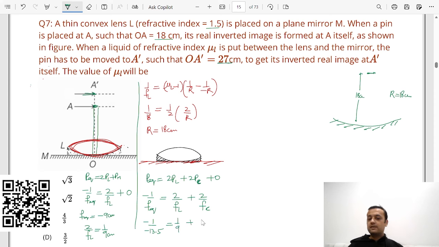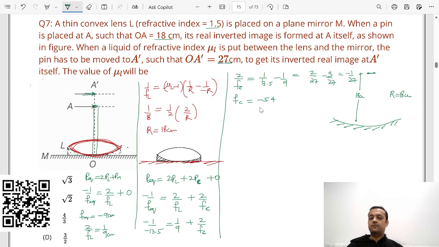Now from here you will get 2 by focal length of plano concave lens. So what do we get? We get 2 by focal length of plano concave lens is 1 by 13.5 minus 1 by 9. That means you can write 2 by 27 minus 3 by 27. That means this will be minus 1 by 27. So focal length of the concave lens will come out to be minus 54.